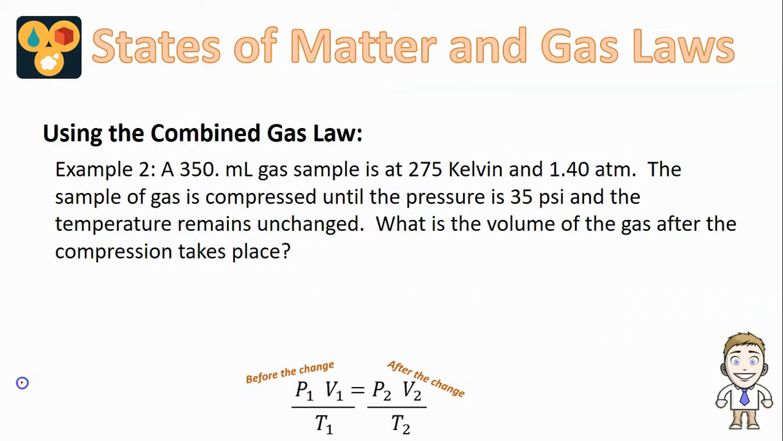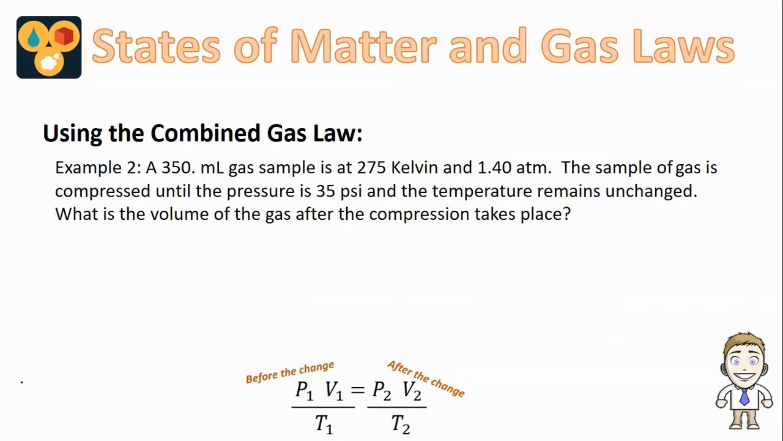And let's end the video with a second example that has a couple different issues to pay attention to when working with the combined gas law. This one says a 350 milliliter gas sample, so there's my volume, is at 275 Kelvin, there's a temperature, and a pressure of 1.4 atm. The sample of gas is compressed until the pressure is 35 psi. Okay, so after the compression, it's 35 psi.